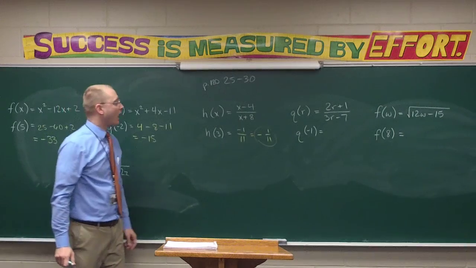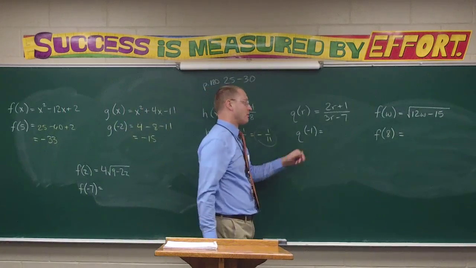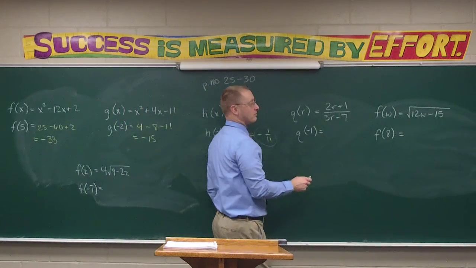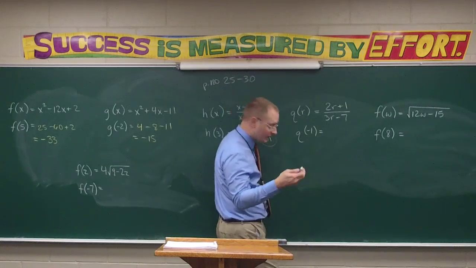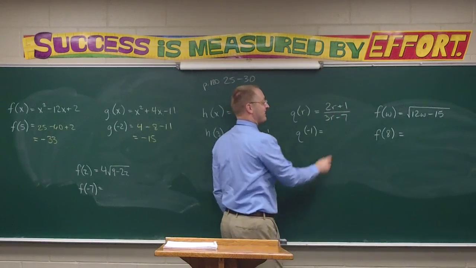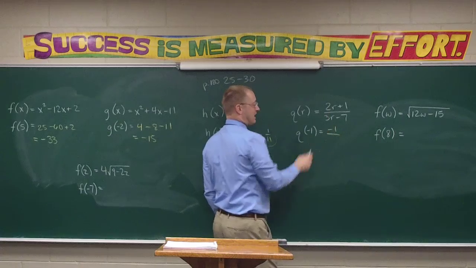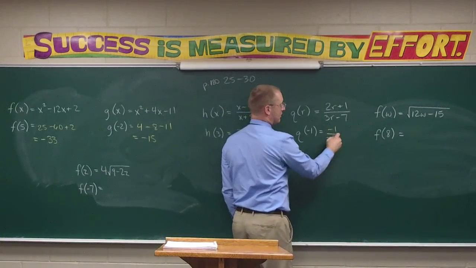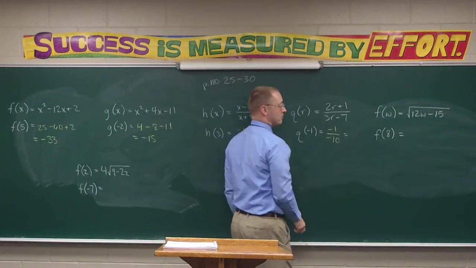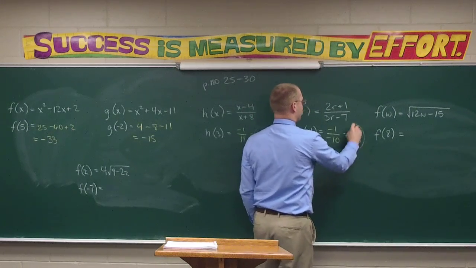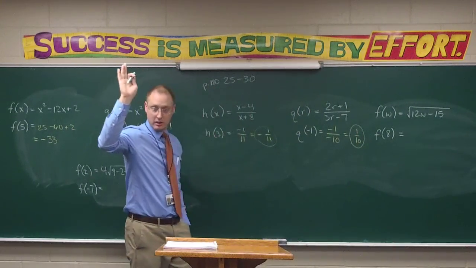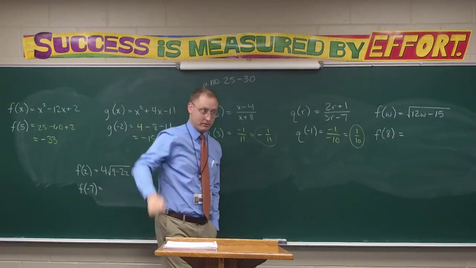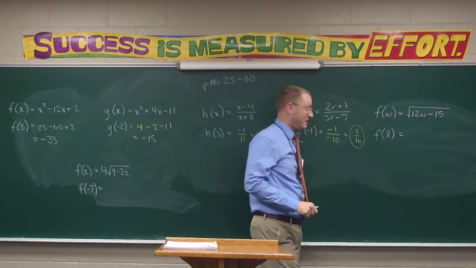I don't know. All right, look at the next one. Q of negative 1. 2 times negative 1, negative 2, plus 1. All right, 3 times negative 1, negative 3, minus 7. Answer this time, 1/10. Positive answer this time. How many have the 1/10? Questions on that one? Look at the next one.